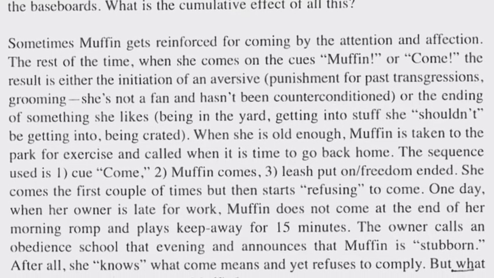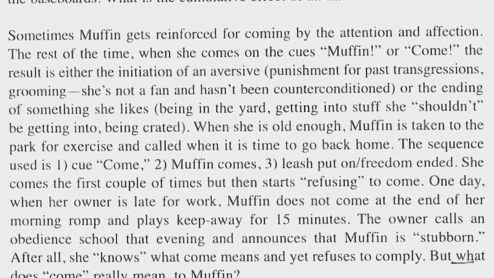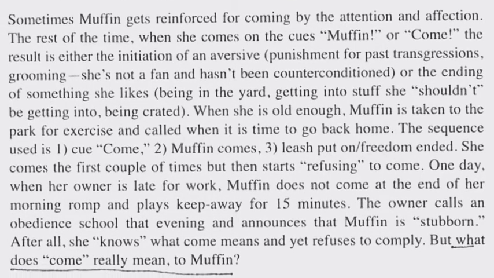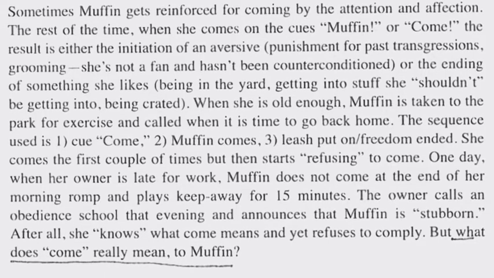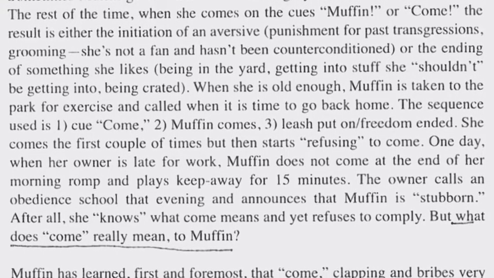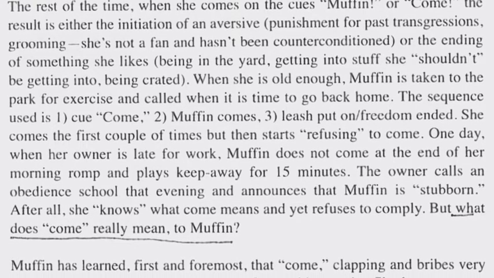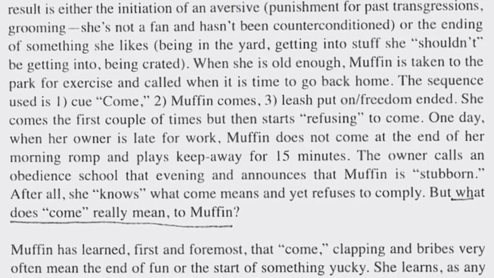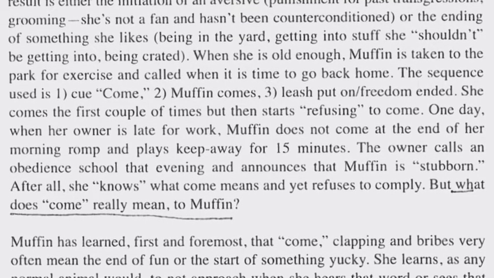When she is old enough, Muffin is taken to the park for exercise and called when it is time to go back home. The sequence used is: 1. Cue, come. 2. Muffin comes. 3. Leash put on, freedom ended. She comes the first couple of times, but then starts refusing to come. One day, when her owner is late for work, Muffin does not come at the end of her morning romp and plays keep away for 15 minutes.